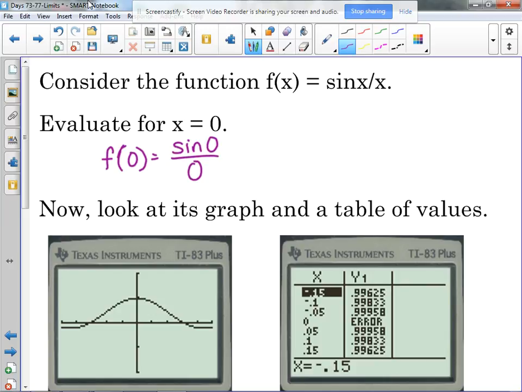Okay, when we plug 0 into this equation, we get the sine of 0 over 0. What is the value of sine of 0? What is the sine of 0? Come on. Sine of 0. It is 0.